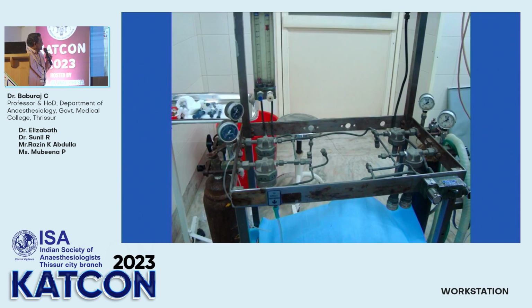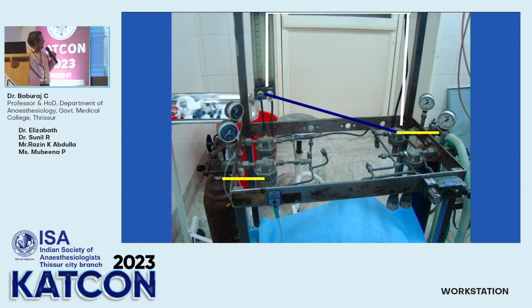So this picture tells you, can you see? From the cylinder to the pressure regulator, this is on the oxygen side, high pressure system. From the pressure regulator up to the flow control valve is the intermediate pressure system. And then from the flow control valve up to the common gas outlet is the low pressure system. I think Sunil will be showing it on the machine.